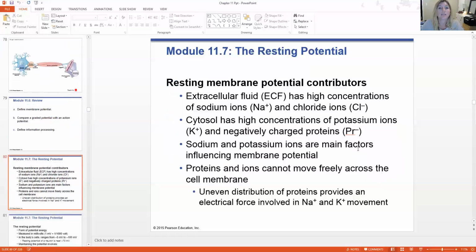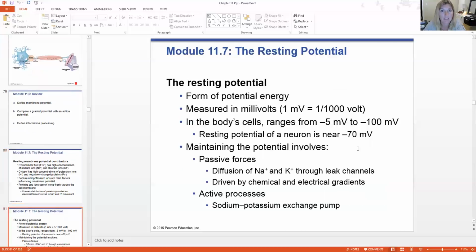So let's get into detail about this resting membrane potential. Resting membrane potential is really based on, as I said, sodium and potassium, and to a small degree, proteins and chloride. Extracellular fluid has very high concentrations of sodium and chloride. Cytosol inside the cell has high concentrations of potassium and proteins. Proteins and chloride are negatively charged. The sodium and potassium are positively charged. But sodium and potassium are the main factors involved here. Proteins and ions can't move freely across the cell membrane. So there's a charge gradient and some pumps involved in maintaining that difference.